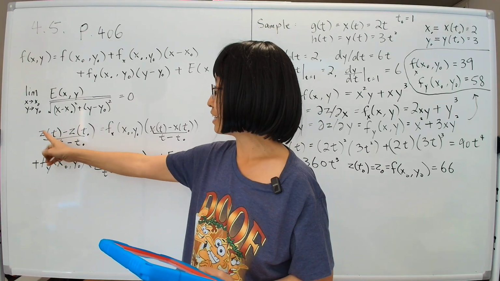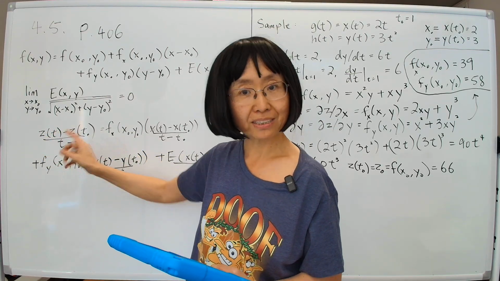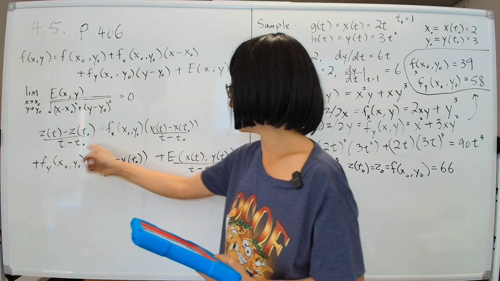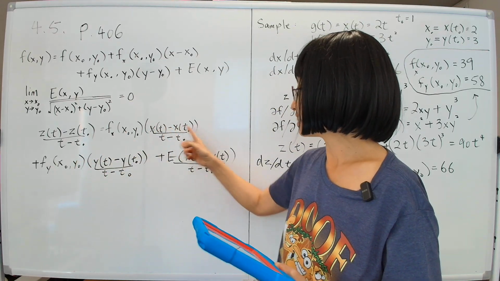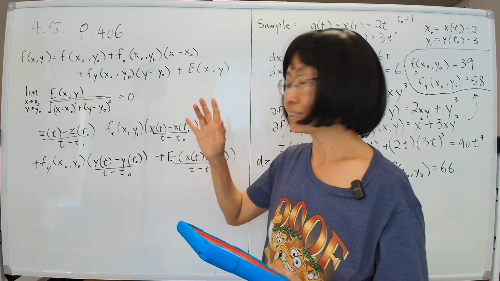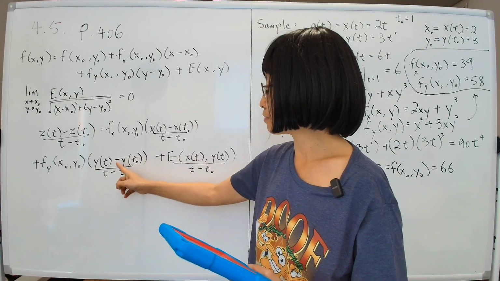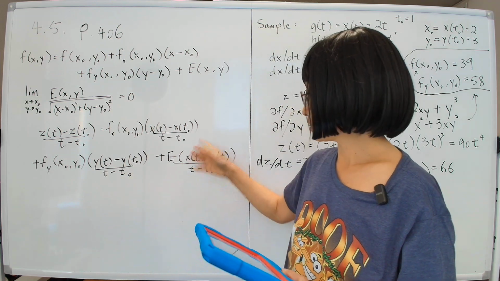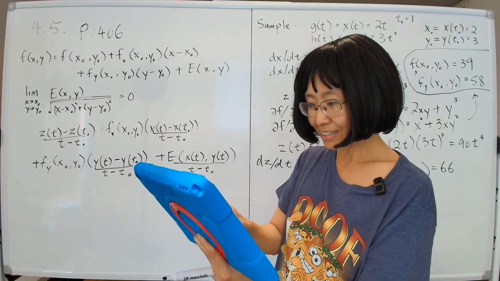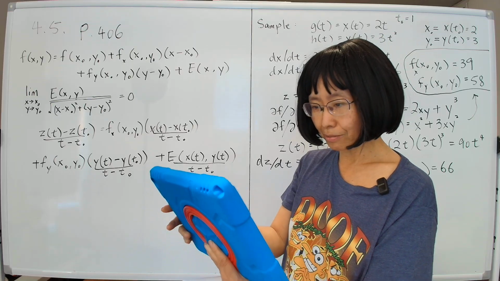This is the derivative of z with respect to t evaluated at t0, the same as here, right? This is the derivative at t0. And same thing here, this is y prime at t0. And this is, well, that's whatever that is. So let's look at the next page. As you can see, we are going to take the limit, okay?